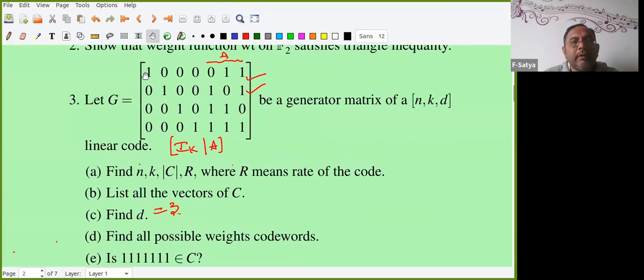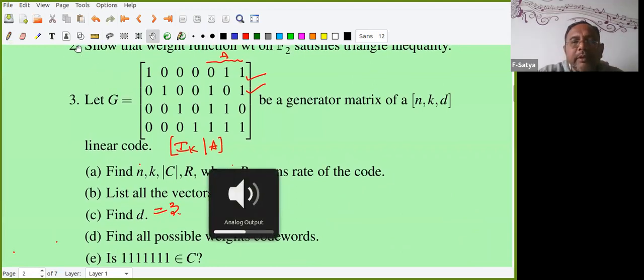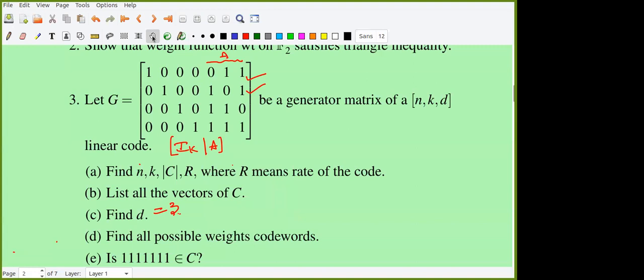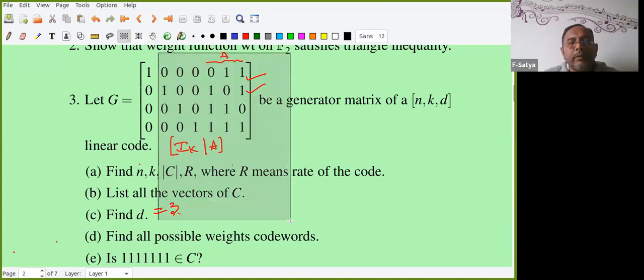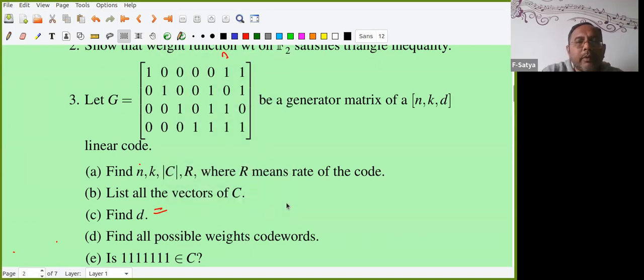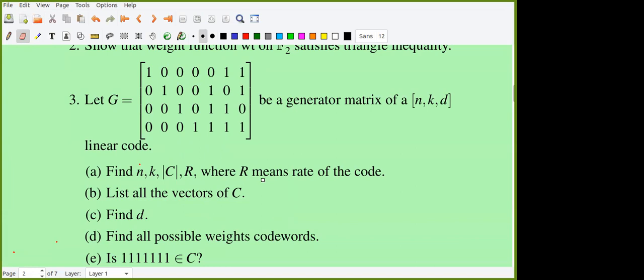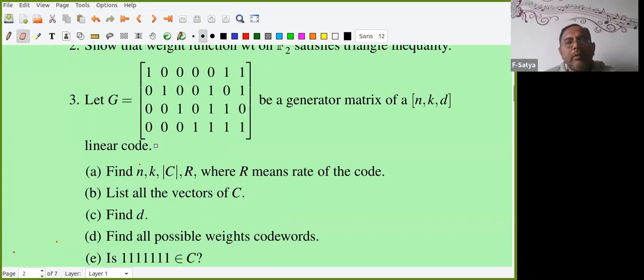How can you show 1 1 1 1 1 1 1 is there? Yeah, good, very good. Your answer is correct. Can you prove it? We just know that the possible maximum weight will be 7. So according to that logic, all ones will be there in C. No, no, no. It is not like that.